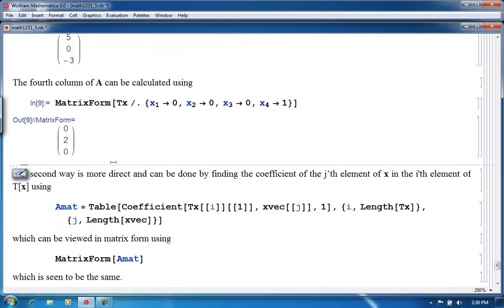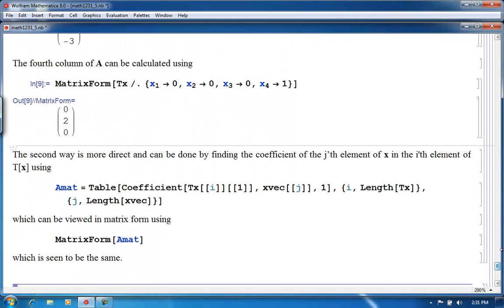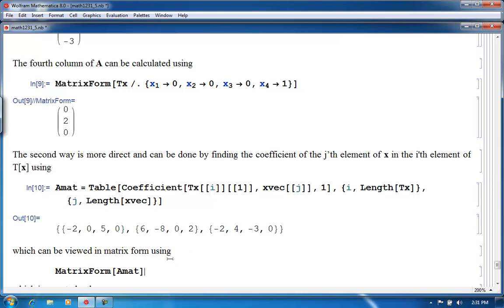Now, the second method is more direct and can be done by finding the coefficient of the jth element of the vector x in the ith element of T of X. And we can use this, our tool from before, so we look at the coefficient of the jth element of x in the ith row of T of X, and we do that for all the elements of T of X and X, and that gives us a matrix which we can view using this.